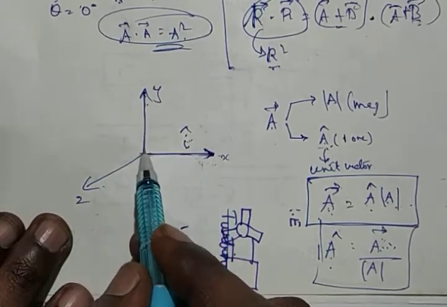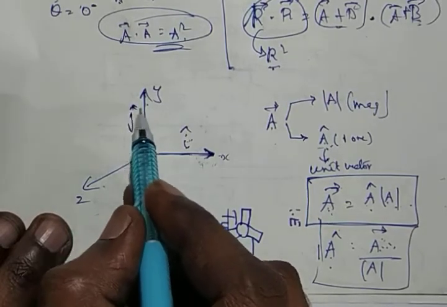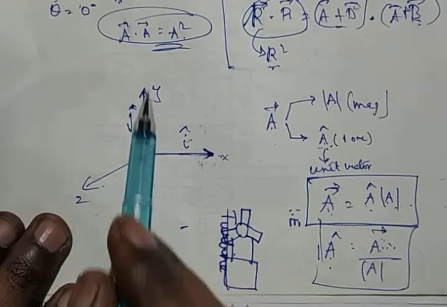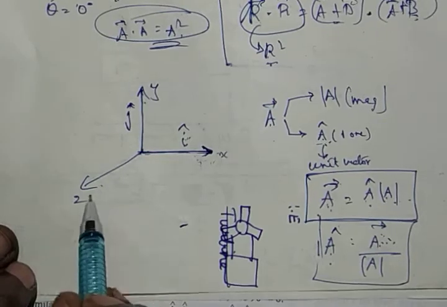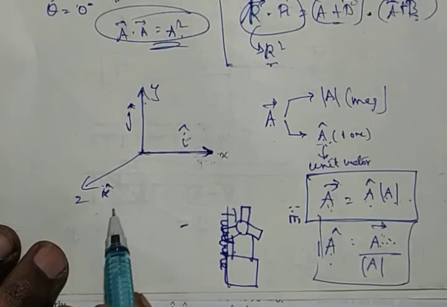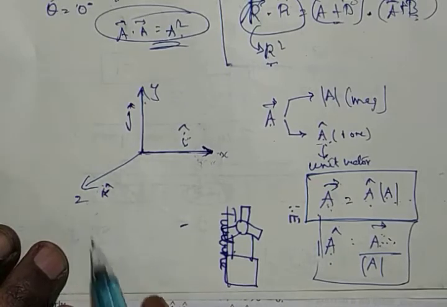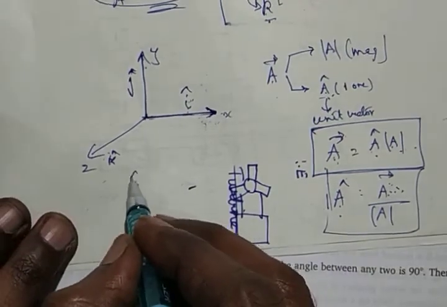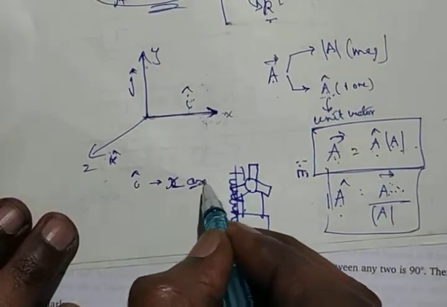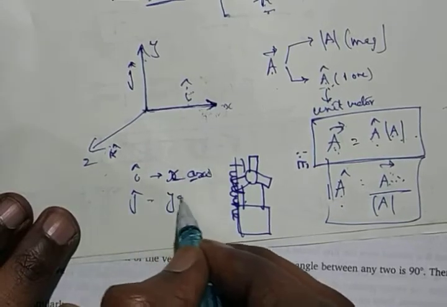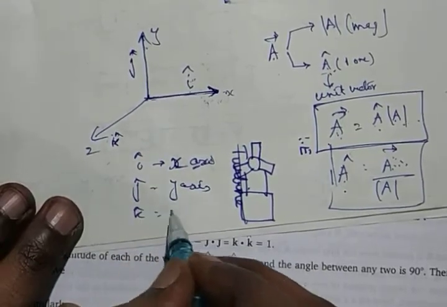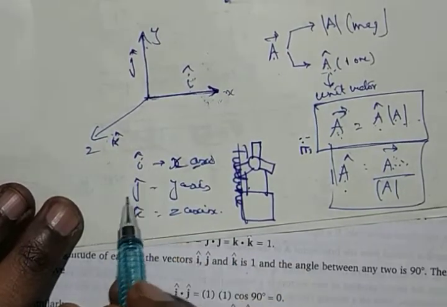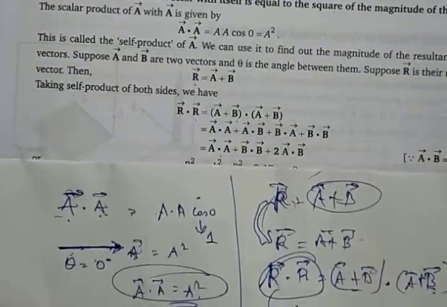Similarly, y vector will have j cap. What is the magnitude? Only one. What is the direction? Along y axis. Similarly, z axis, it is k cap. What is the magnitude? One. Direction? Along z axis. Wherever you see i cap, x axis is the default. Mind you, i cap represents the x axis, j cap represents y axis, and k cap represents z axis. It is just representation of direction alone. Remember, direction alone. Now we will go ahead to orthogonal vectors here. What did we see here?